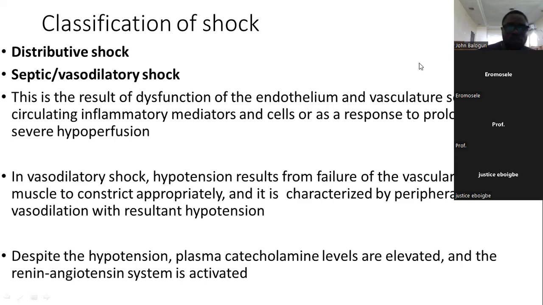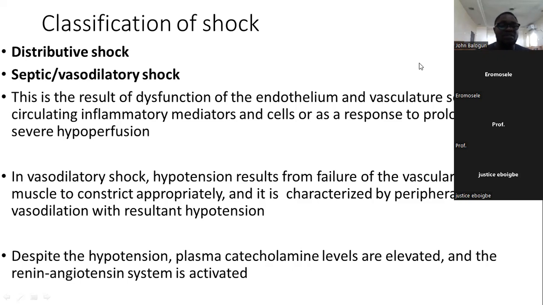Now, for septic shock, it's usually caused by microorganisms. For neurogenic shock, it's usually caused by the loss of autonomic reflexes.